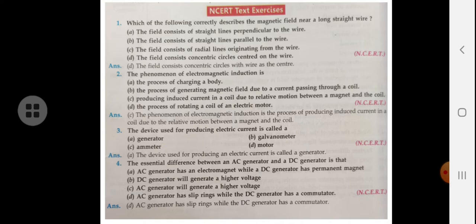Question number 4. The essential difference between an AC generator and a DC generator is that option D: the AC generator has slip rings while the DC generator has a commutator. Commutator is also known as split ring.